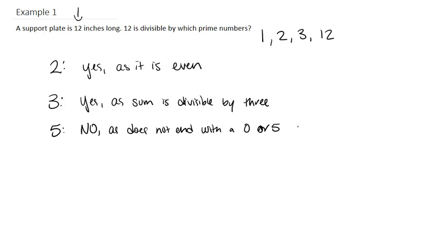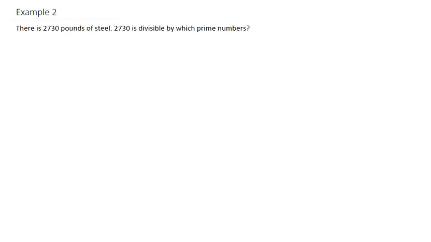Now let's look at another example. Example 2. There is 2,730 pounds of steel. 2,730 is divisible by which prime numbers? So the first thing we're going to do is look to see if this is even. And we see that it is because it ends in a 0. So we would say yes, as it is even.